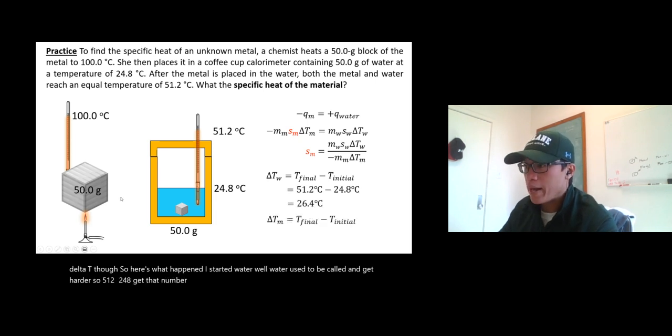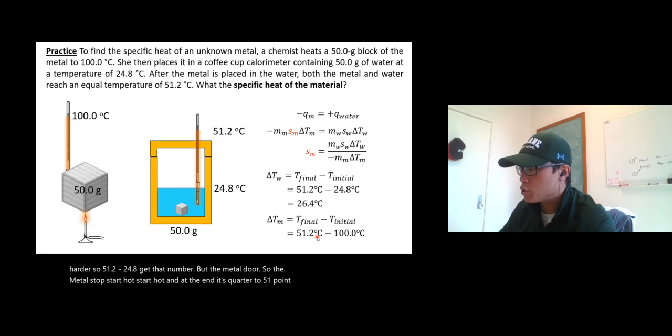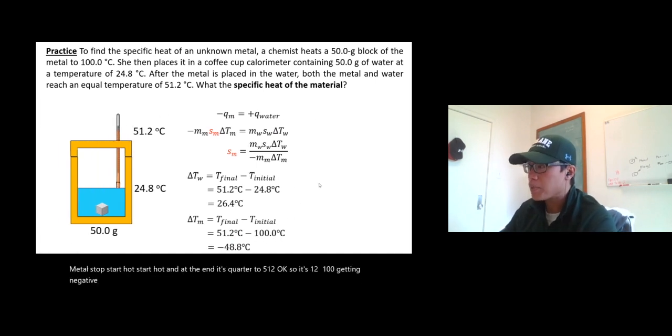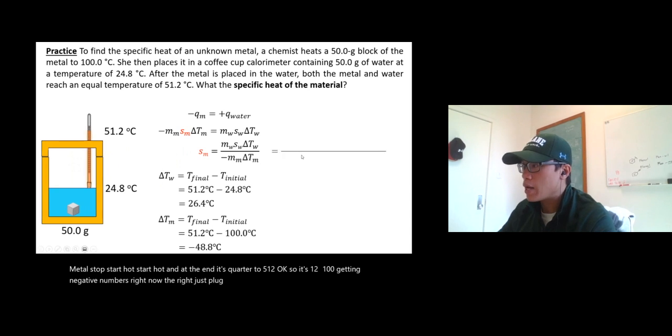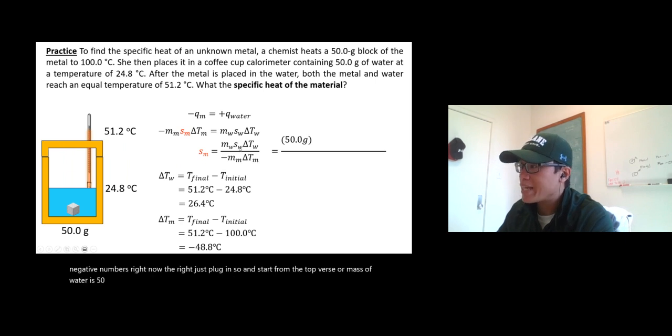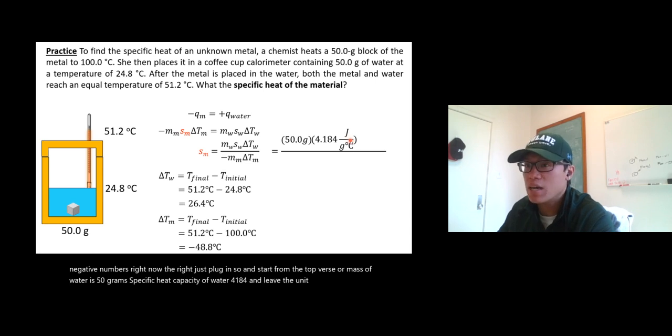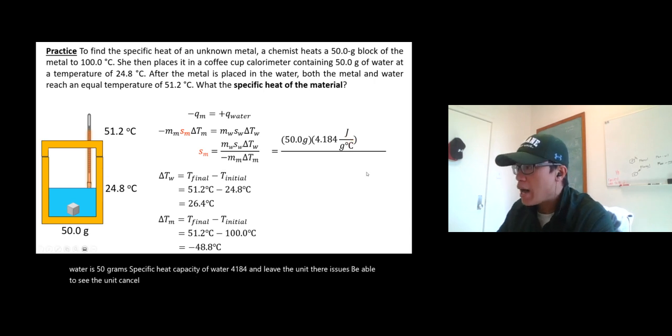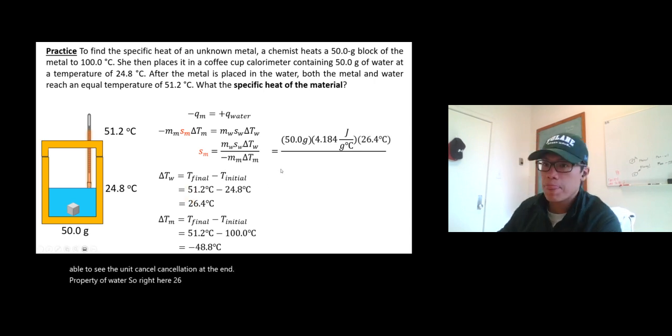But the metal starts hot, and at the end it's colder, 51.2. So 51.2 minus 100, you get a negative number. Now just plug in. Start from the top first. The mass of water is 50 grams. Specific heat capacity of water 4.184, and leave the units there. You should be able to see the unit cancellation at the end. Delta T of water, right here, 26.4 degrees Celsius.